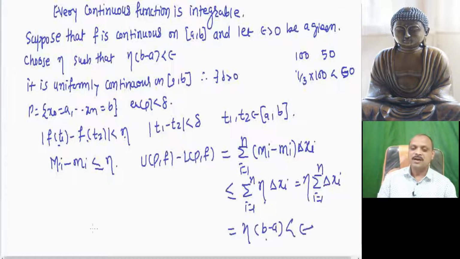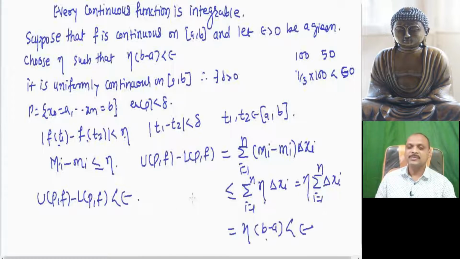That means we have U(P,f) minus L(P,f) less than epsilon, and by the condition of integrability, if the upper sum minus the lower sum is less than epsilon, the function is an integrable function. So friends, whenever the function is continuous, the function is integrable.